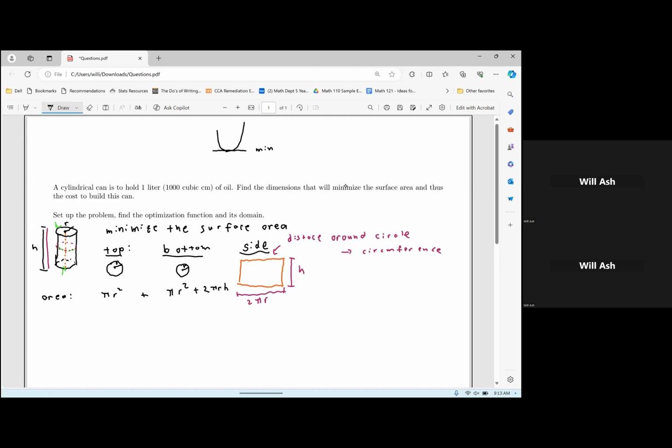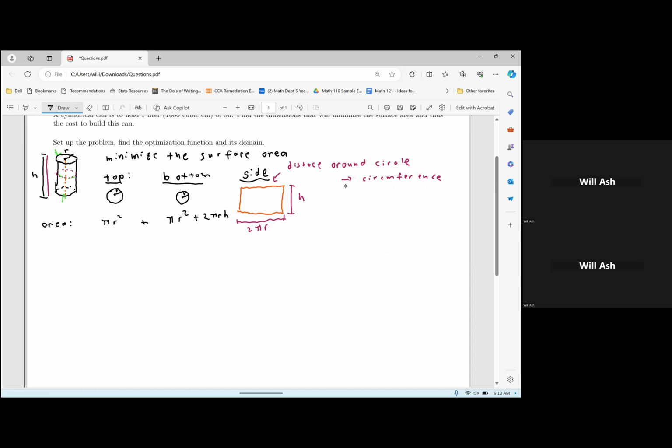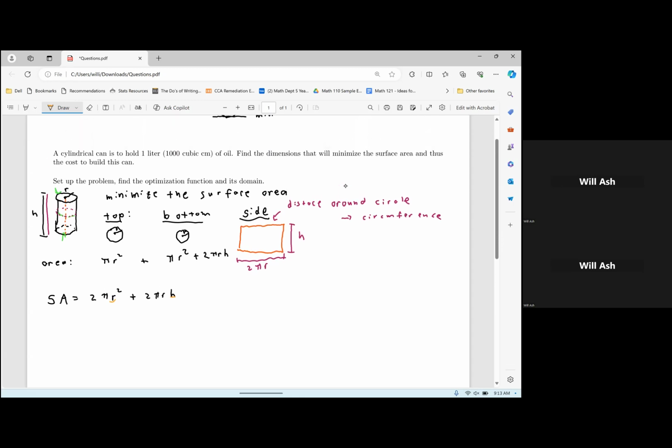So if we add all that up, pi r squared plus pi r squared is 2 pi r squared for the top and the bottom, plus 2 pi r times h for the sides. All right. But we have a problem here in that I have 2 variables. So we're going to have to eliminate one of those variables. And I guess that's where our constraint's going to come in.